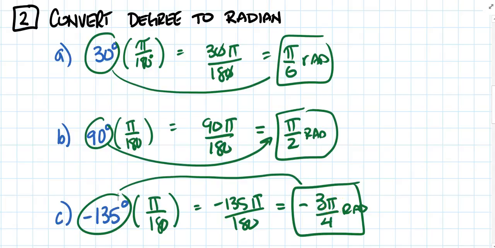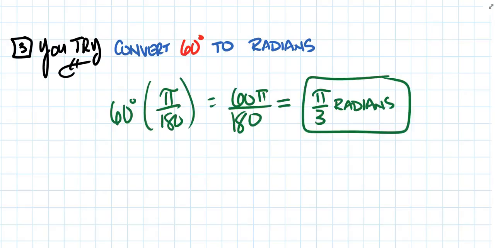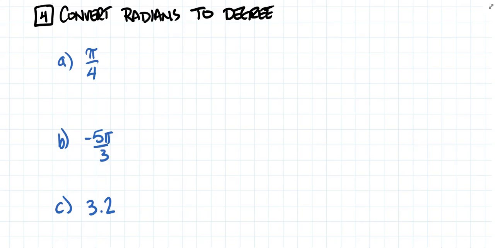So the important factor here, ladies and gentlemen, is understanding the multiplying factor of pi over 180 to take a degree and make it a radian. You try real quick. Convert 60 degrees to radians. I hope you got the right answer of pi over 3 radians. Woohoo!